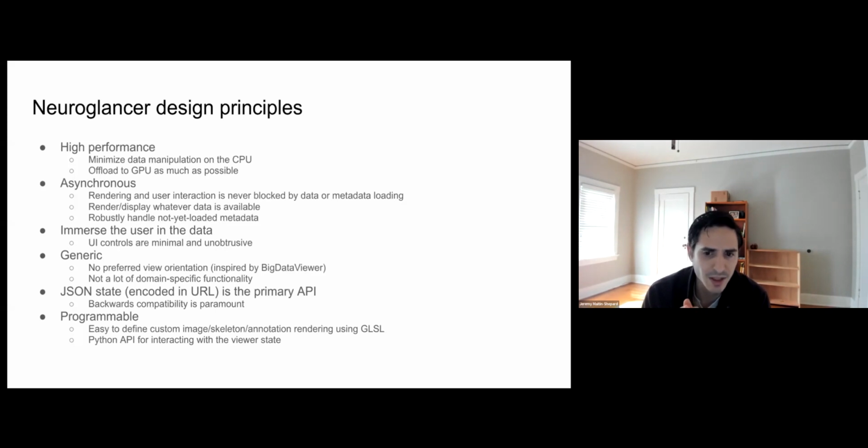Neuroglancer has basically relied on its JSON state, which is encoded in the URL, as its primary API. This means that you can share the state by just sharing a link, and because this state gets encoded in links, backwards compatibility for this state representation has been paramount.